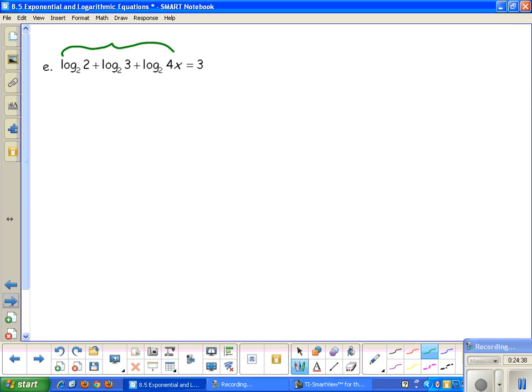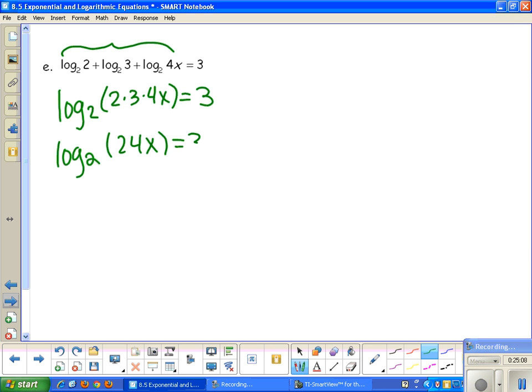So this would become the log base 2, and when I have things being added, I multiply. And notice I don't have any numbers in front of my log, so I don't have to worry about taking those up as powers. If I did have numbers in front of the logs, I would take those up first. So log base 2 of, and I'm going to have 2 times 3 times 4x equals 3. And then I can go ahead and simplify from there. So I have the log base 2 of 24x equals 3.